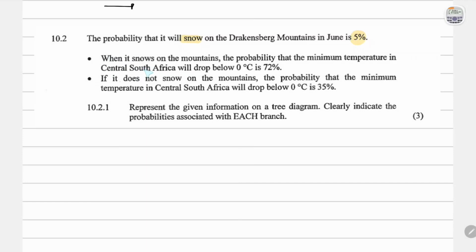Then they say, when it snows on the mountains, the probability that the minimum temperature in central South Africa will drop below 0 degrees Celsius is 72%. So this is when it snows. On the condition that it snows, the probability that the temperature is going to drop below 0 degrees is 72%. So when they're giving us this type of information, if it snows, then this is the percentage.